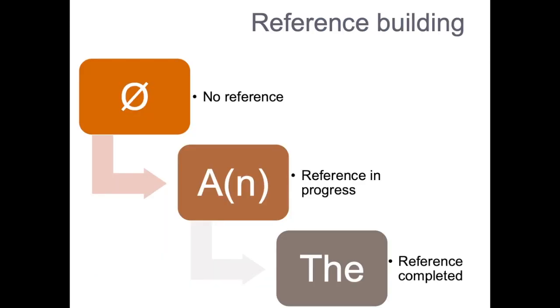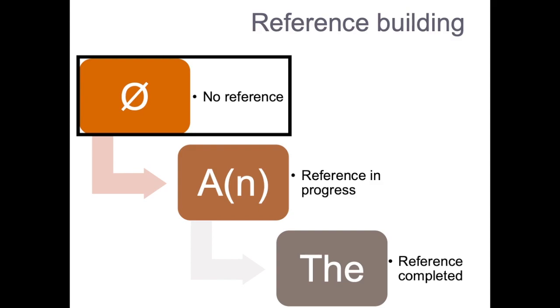So this is a very important slide because the 3 articles in English work as a form of system, and each helps build reference in a very specific way. With the null article, no reference is built. With the indefinite article, the reference is in progress but not fully built yet. With the definite article, the reference is complete. So let's focus on the null article.